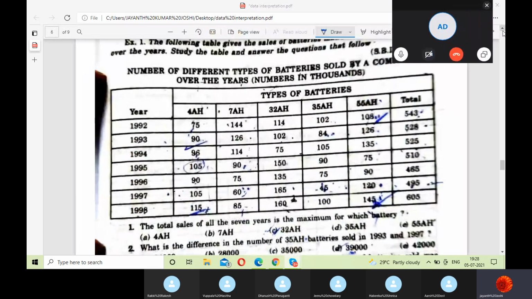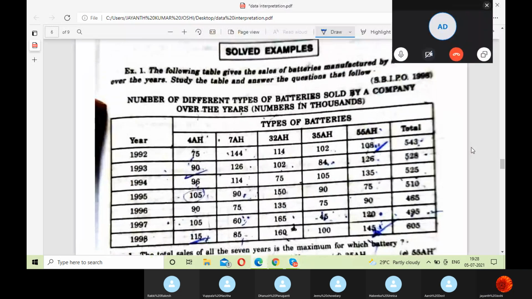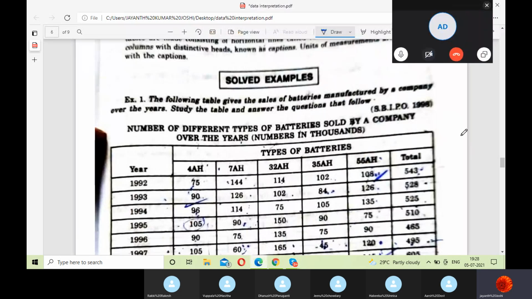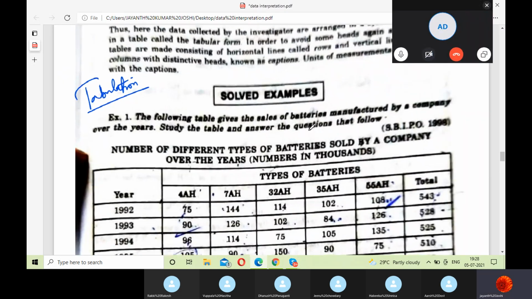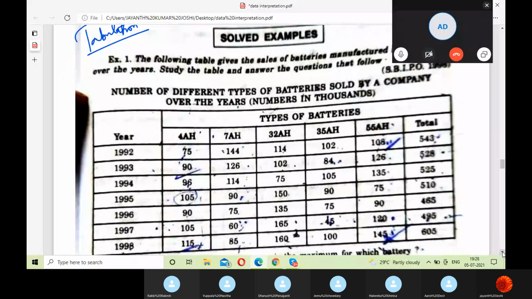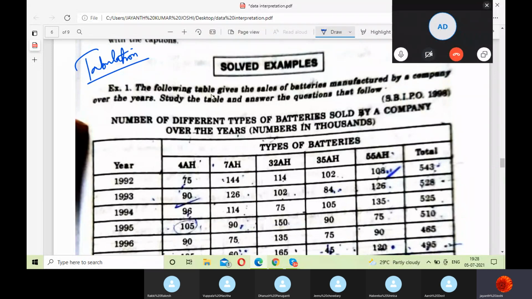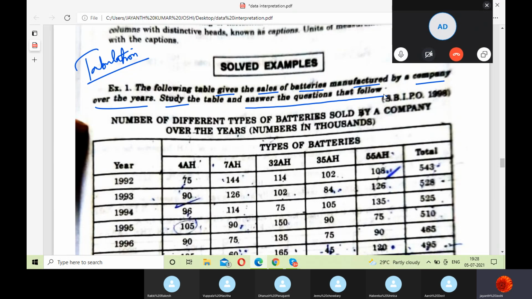So just read the question, all of you. This is tabulation data. We are starting with tabulation. The following table gives the sales of batteries manufactured by a company over the years. Study the table and answer the questions that follow.